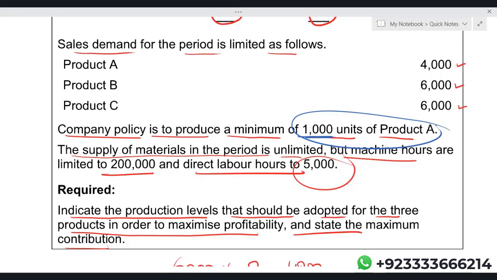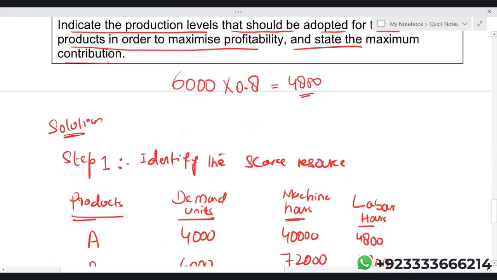Repeat. Even though according to the ranking, number 1 is C, but because of the company policy, irrespective of the ranking, we have to produce first at least 1,000 units of A. Then we'll go for C to produce the maximum unit of C. So let's try to make the production mix now.